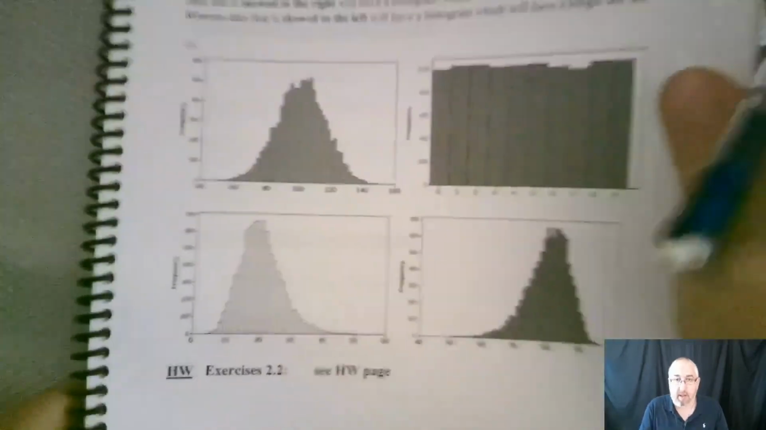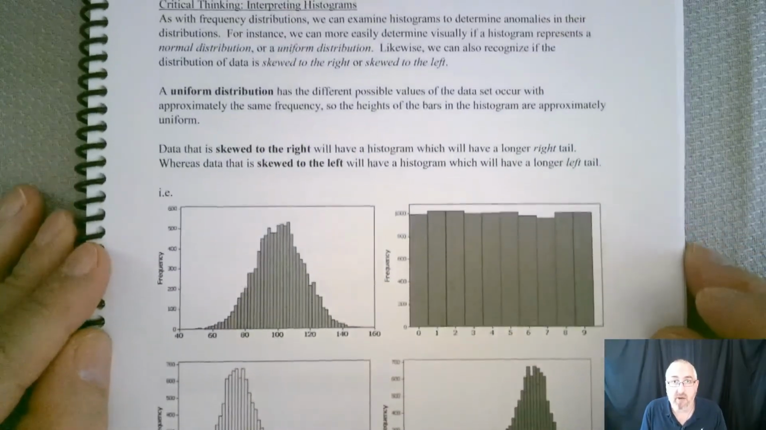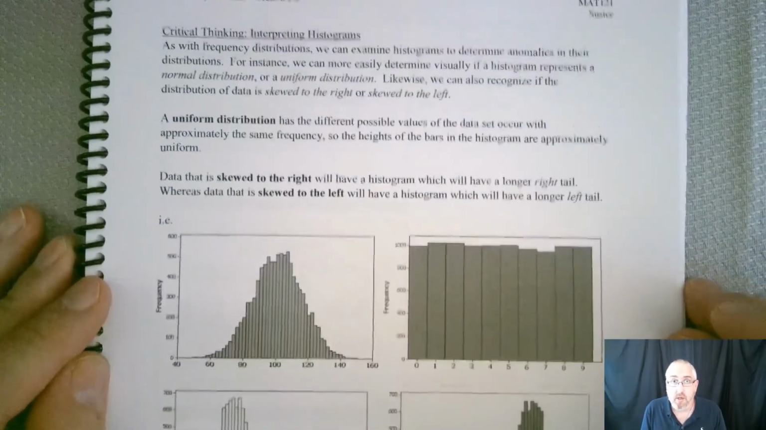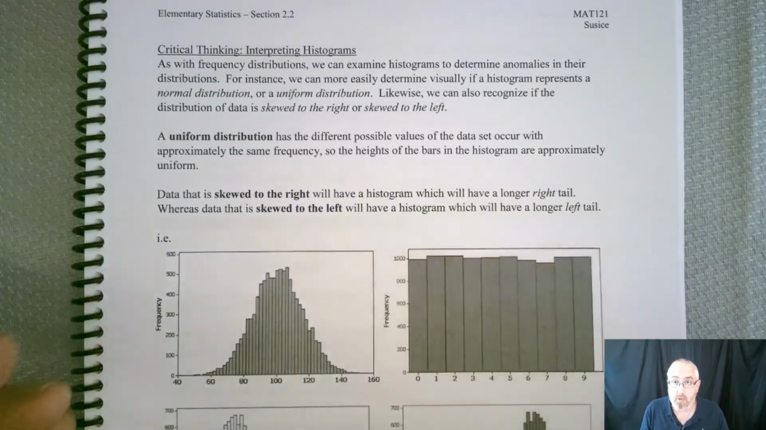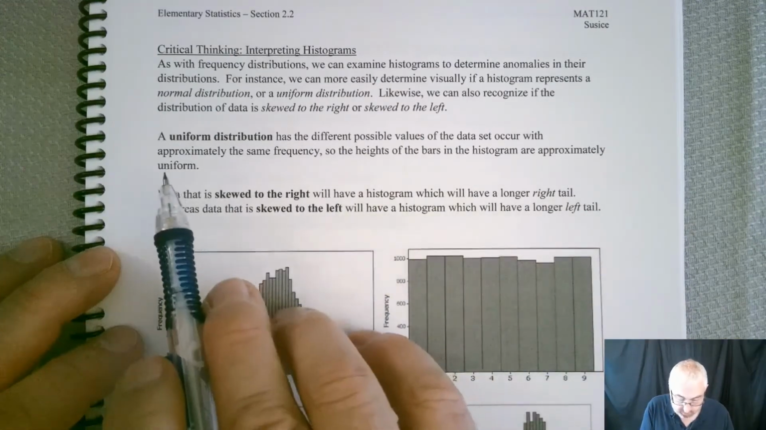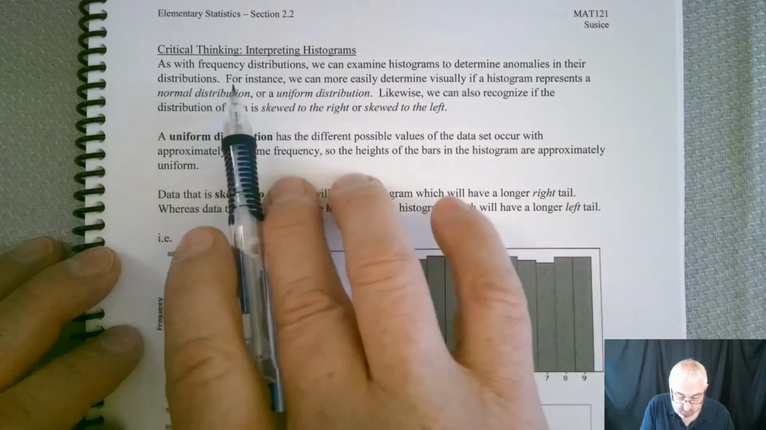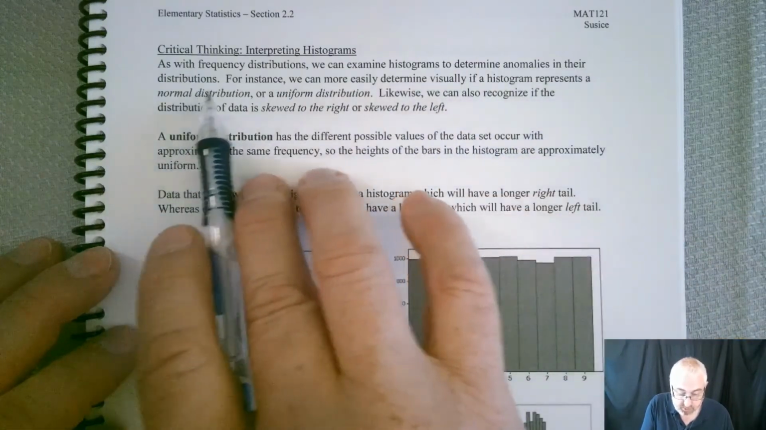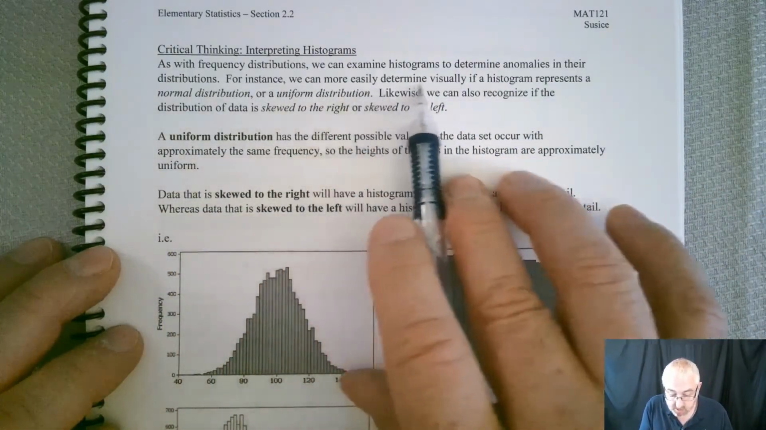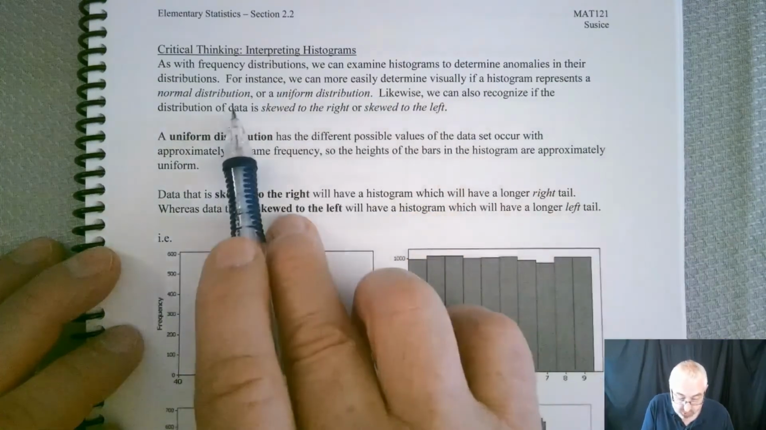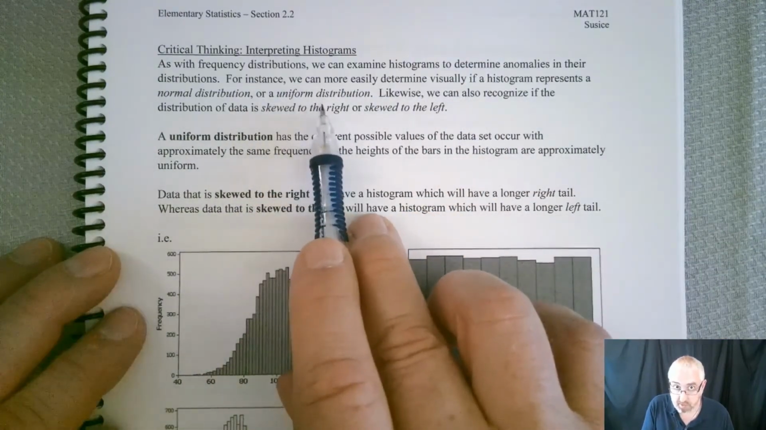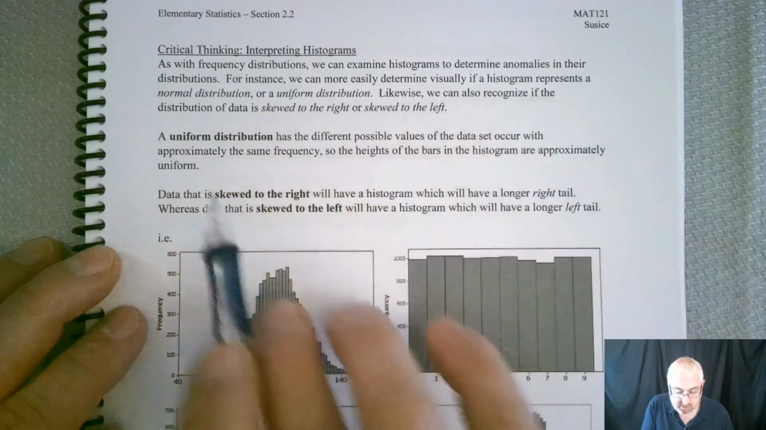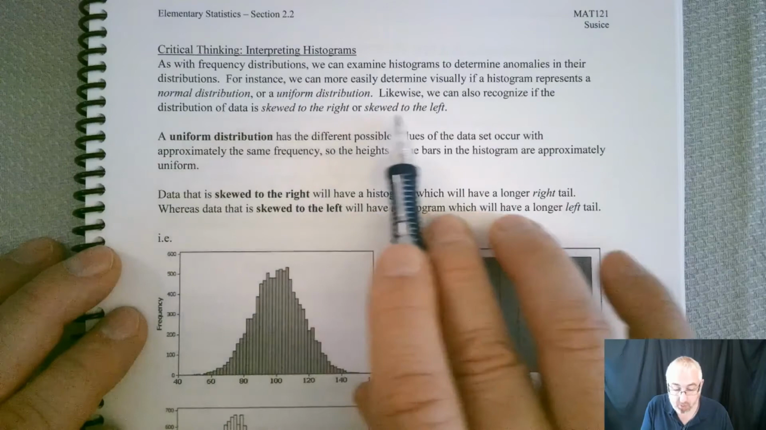All right. Now the last page is more of an introduction into other types of distributions. So we've already talked about the normal distribution. So this one's going to get into a few other ones that are important as well. Okay, so as with frequency distributions, we can examine histograms to determine anomalies in their distributions. For instance, we can more easily determine visually if a histogram represents a normal distribution or a uniform one. So uniform is going to be new. Likewise, we can also recognize that the distribution of data is skewed to the right or to the left.